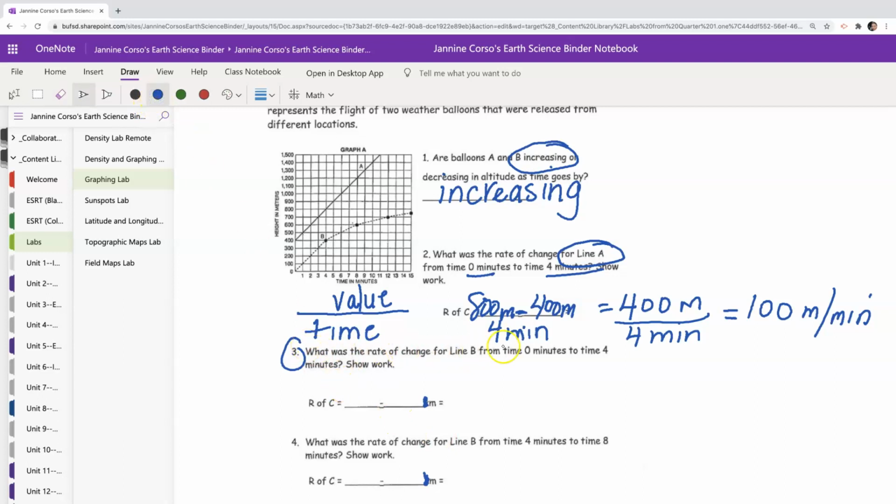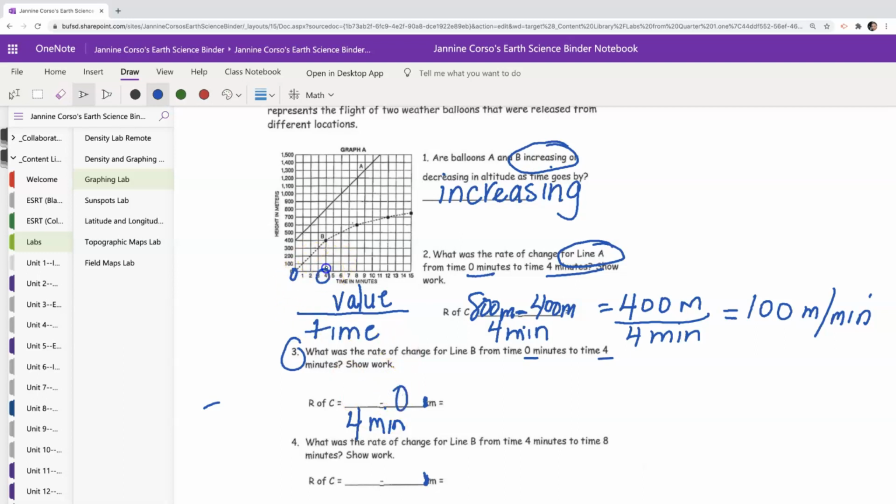What is the rate of change for line B from the 0 to the 4th minute? Again, they're saying from 0 minutes to 4 minutes. If they're doing 0 to 4 minutes, you're dividing by a total time of 4 minutes. But now we're using line B. Now line B at the 0 minutes starts at 0 meters.